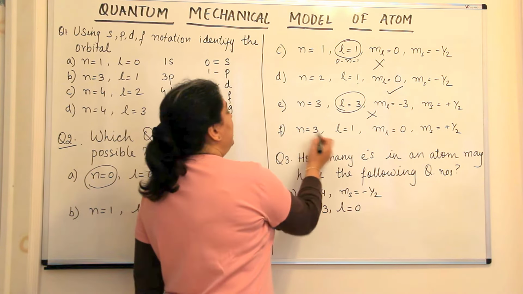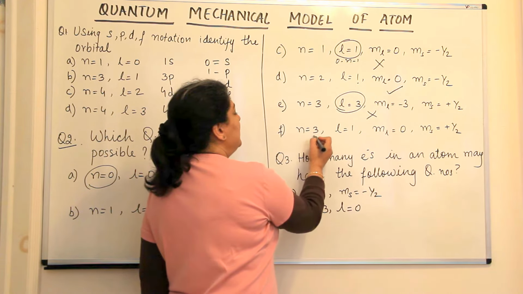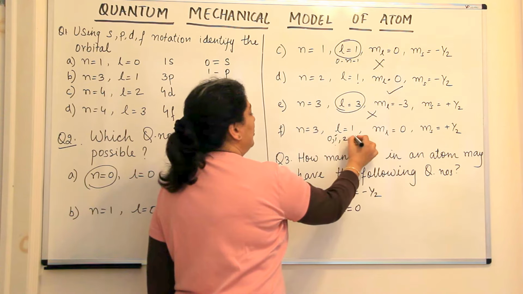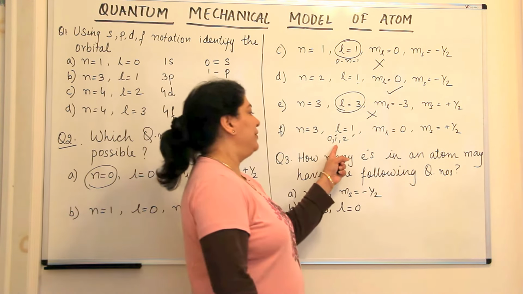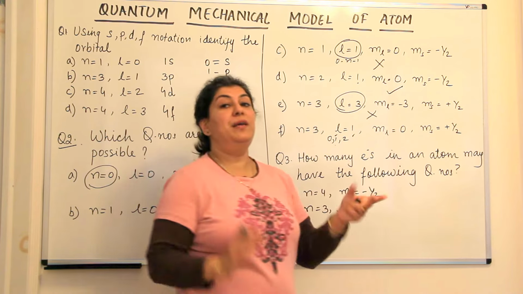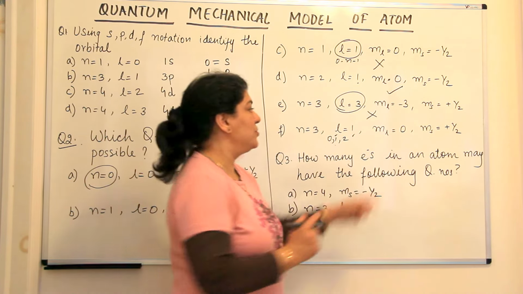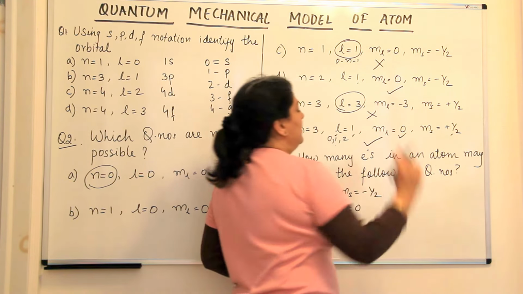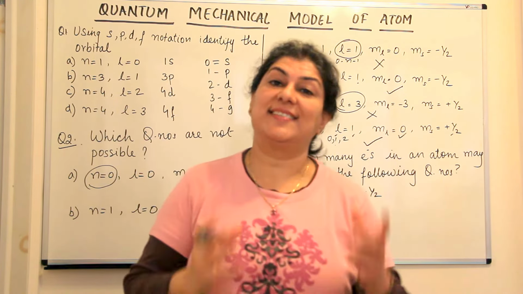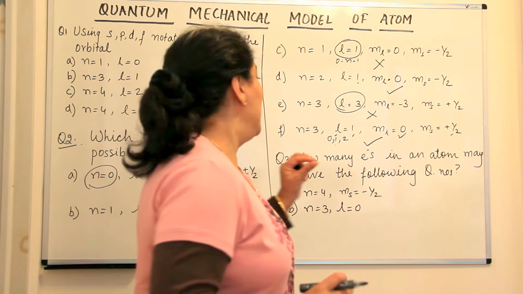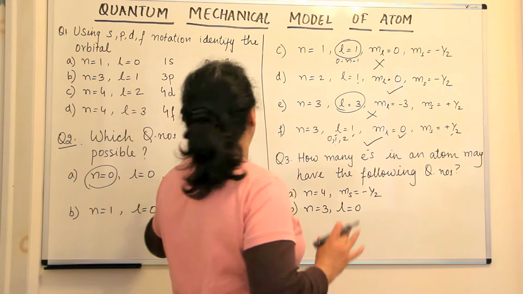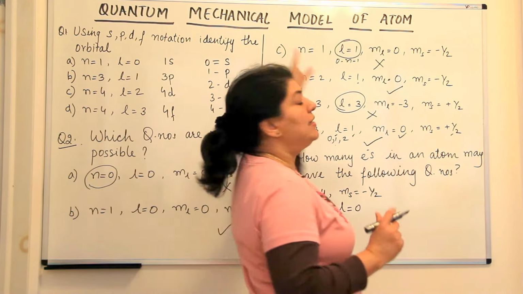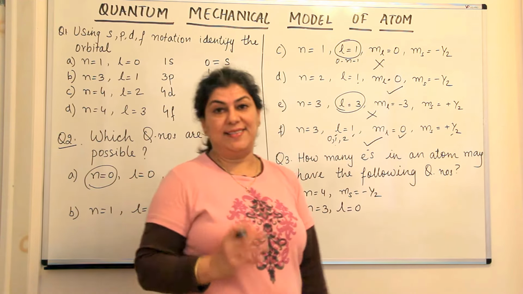The last here, n is 3 and L is 1. For n is 3, the values of L should be 0, 1 and 2, and 1 is there, therefore this exists. And for a value of 1, L, ML should be minus 1, 0, plus 1. And this is 0, exists, plus half, it always exists, and therefore this set of quantum numbers is existent. Right? So this was the which set of quantum numbers are non-existent. Then we have only 2 sets, A and C are non-existent, all others are existent.